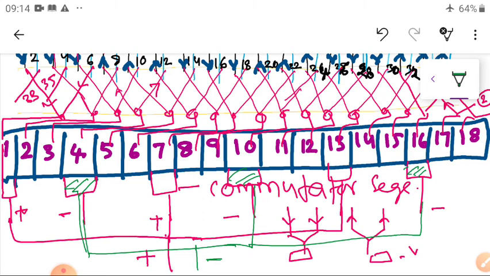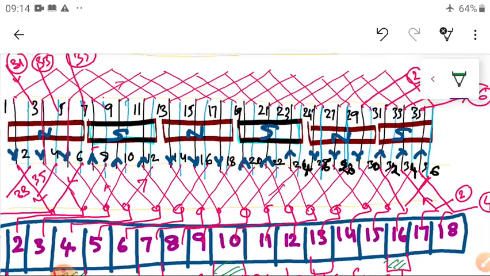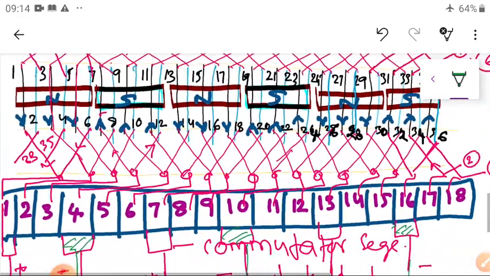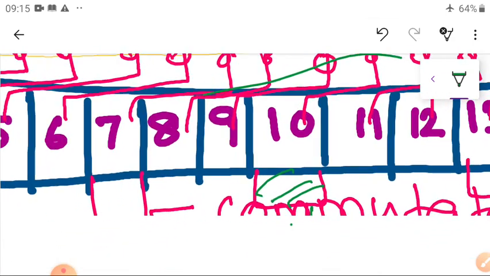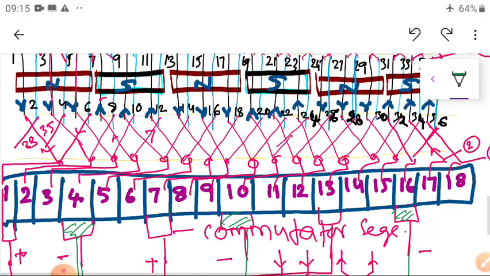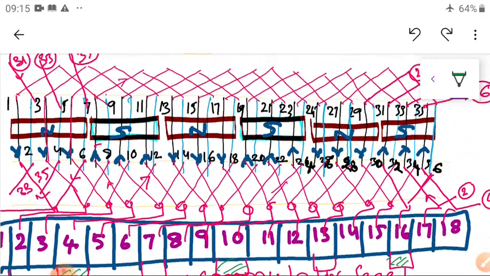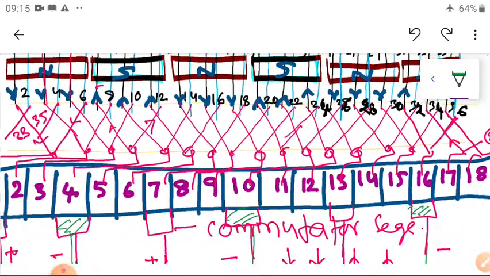This procedure is simple, but it's tedious work. It will take half an hour to 45 minutes. Okay, so this is the total circuit diagram. You can see all these diagrams. Okay, so this is the final winding diagram.